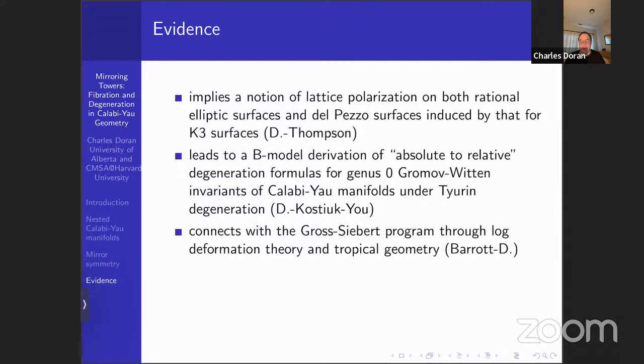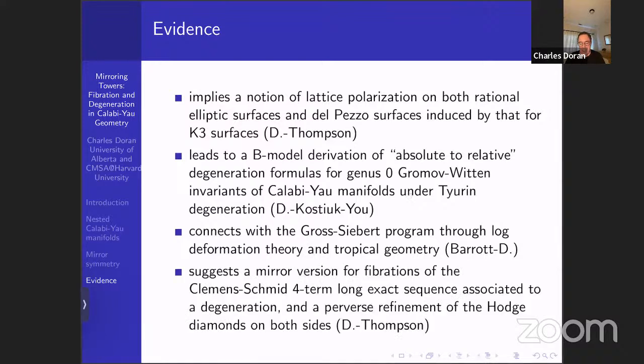And then one of the difficulties that shows up is if you want to get inspiration from the work with Kostiuk, and you'd like to relate directly, if you could, the relative Gromov-Witten invariants that Tseng and Yu have developed with the pointed Gromov-Witten invariants that show up in Gross-Siebert. And that's another big open question. So there's a lot going on there. And finally, it suggests a mirror version for fibrations of the Clemens-Schmid four-term long exact sequence associated to a degeneration, and a perverse refinement of the Hodge diamonds on both sides.